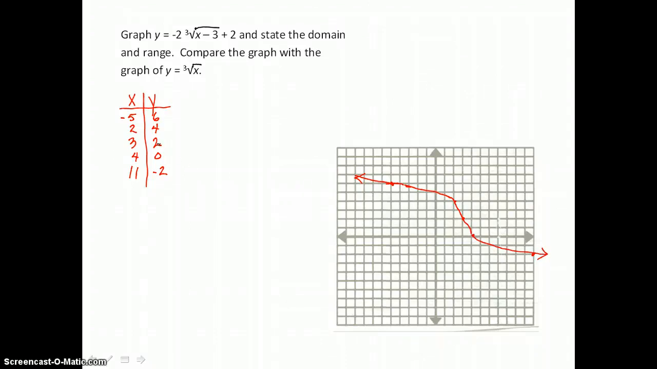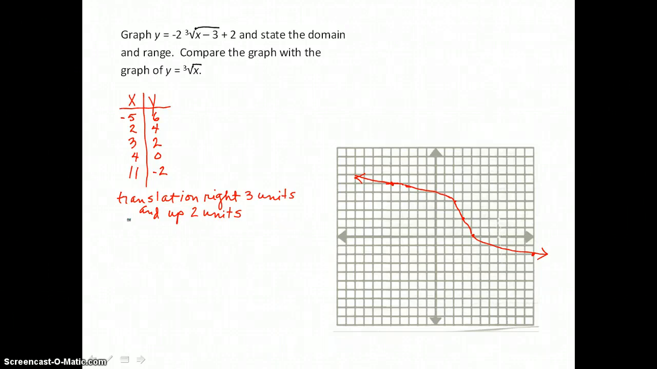Okay, and when we compare this graph to the parent function, we see that there's a translation right 3 units and up 2 units. And also there's a reflection. That a value is negative 2.